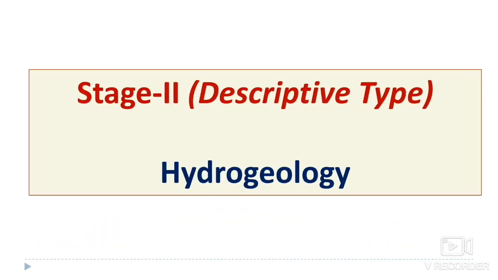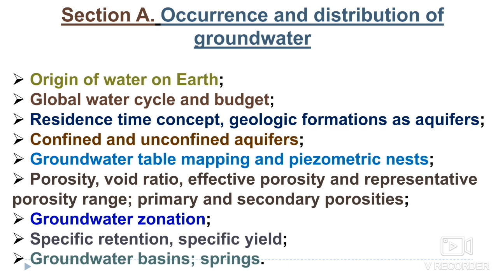Next one is the second stage, the descriptive type of hydrogeology. In hydrogeology, Section A deals with the occurrence and distribution of groundwater, in which you have to study the origin of water on the earth, the global water cycle and budget, residence time concept, geologic formations as aquifers, confined and unconfined aquifers, groundwater table mapping and piezometric nests, and porosity, void ratio, effective porosity and the representative porosity range, primary and secondary porosity.